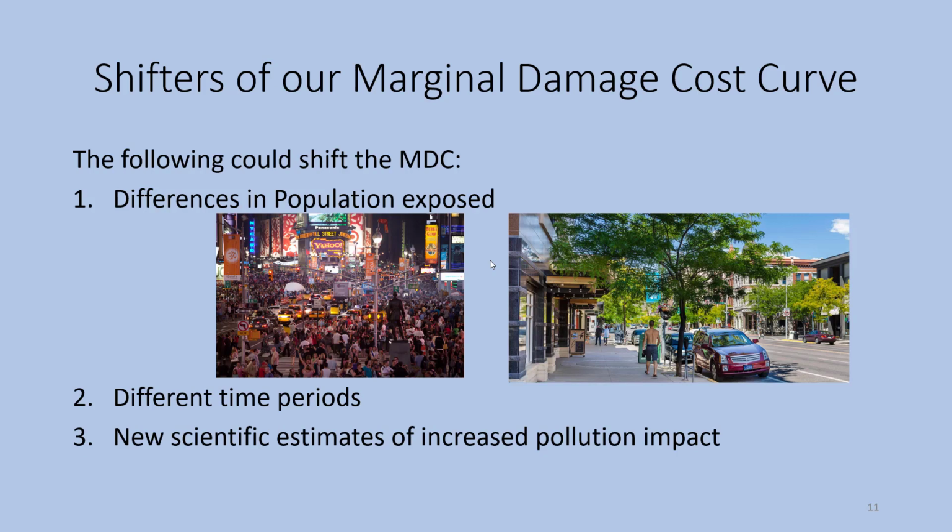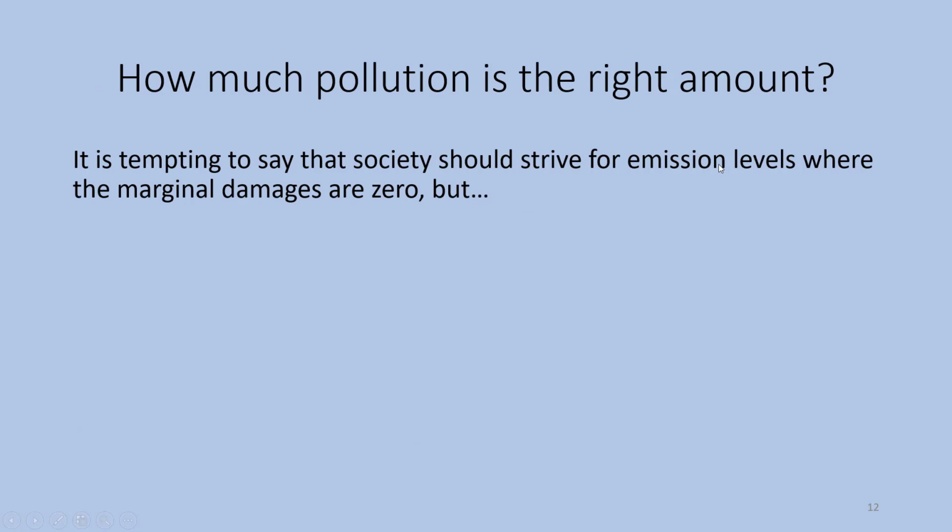Right. Now, it could also be the case that we find out this pollution is maybe less impactful than we originally thought, in which case it might cause that MDC curve to shift down. So again, new scientific estimates or new ways of looking at the problem could yield some different results that would cause that MDC curve to shift. Right. So with that in mind, kind of understand what that MDC curve tells us, and again, things that could shift it. All right, so how much pollution is the right amount?